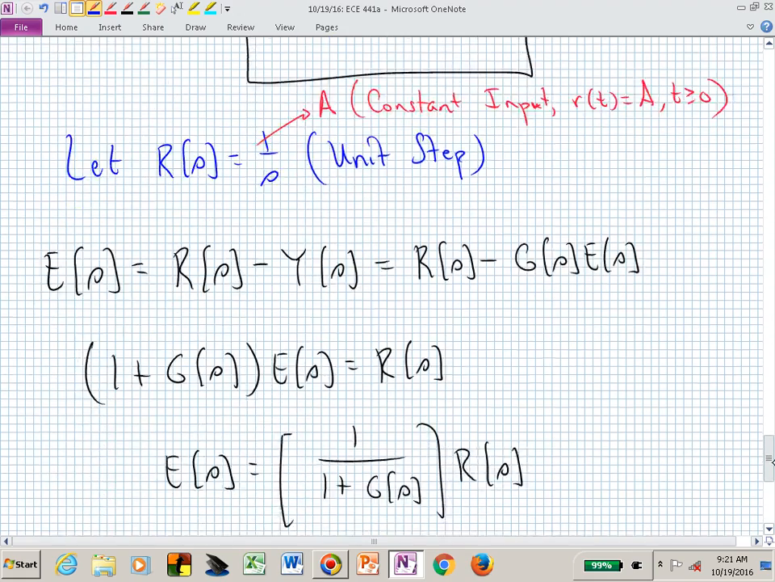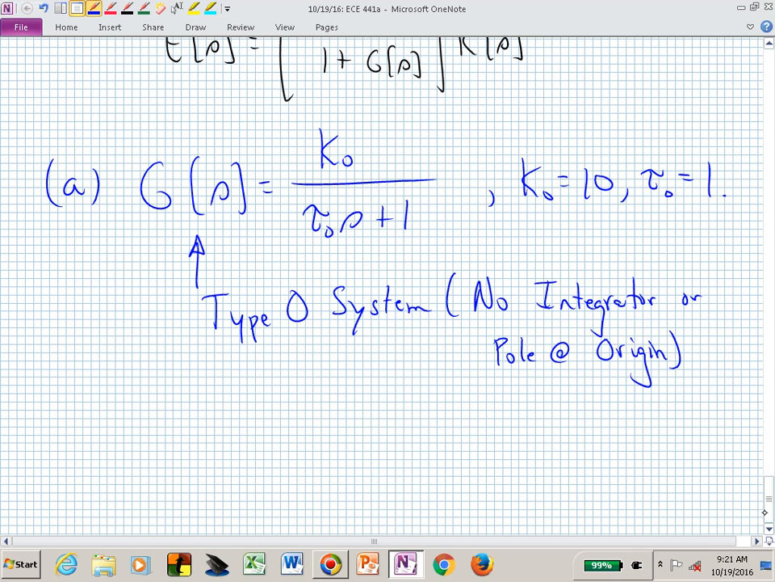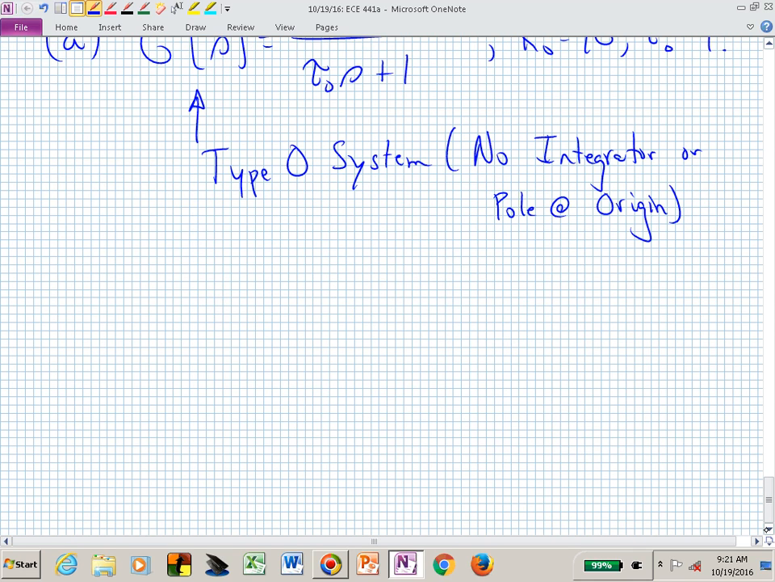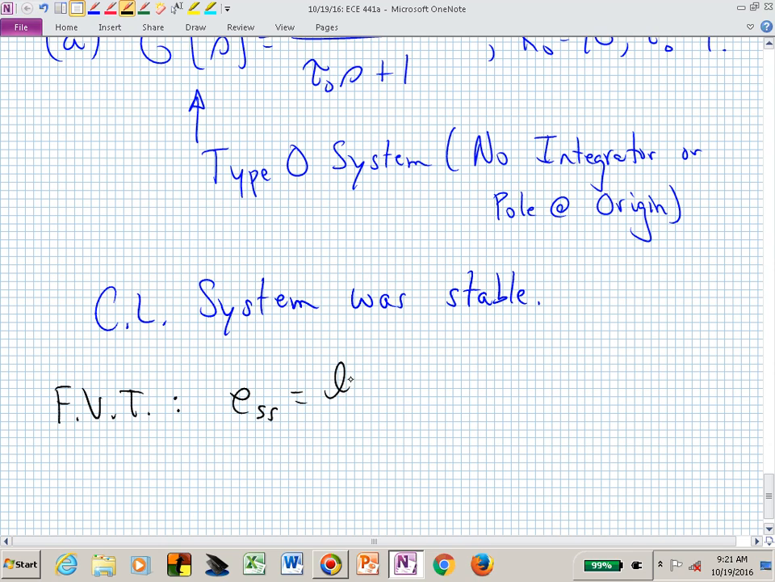In this case, the closed loop system is stable. You have tau 0 s plus 1 plus k naught, and this was a pole at minus 11, if I remember right. And that's in the left half plane. So this closed loop system was or is stable. It was from before. And now let's apply the final value theorem to find the steady state error.